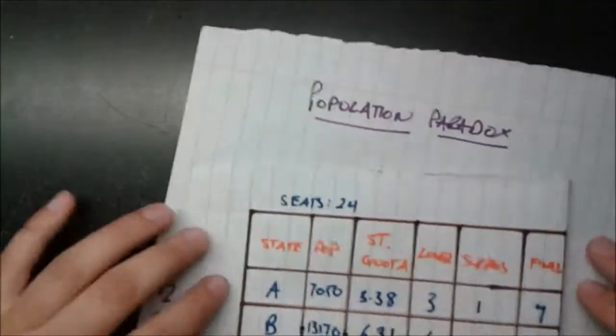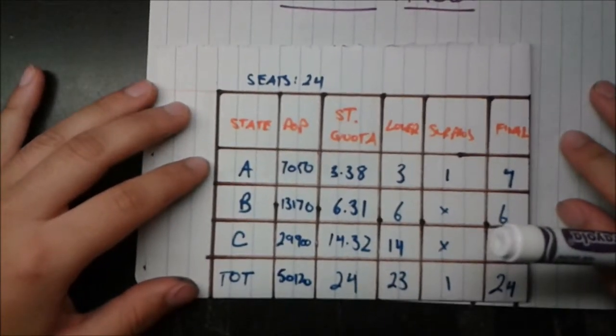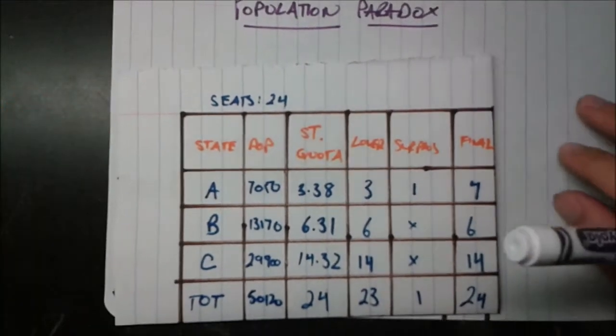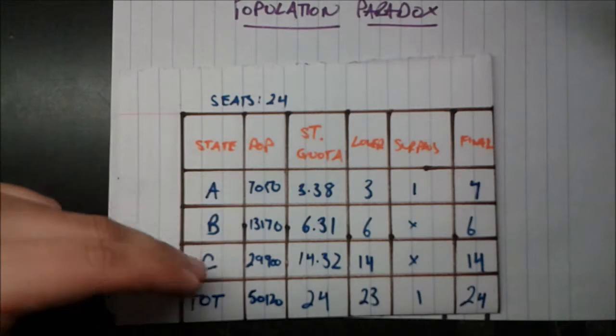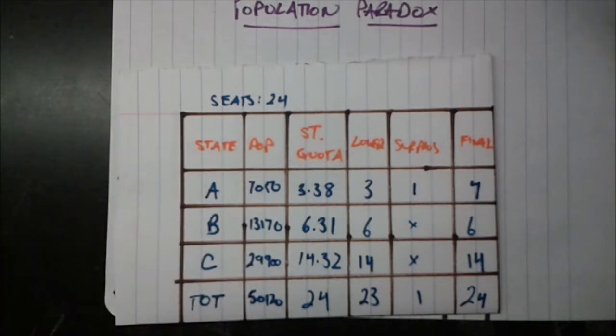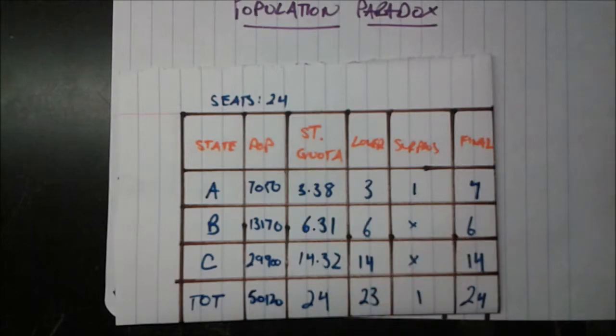The last shortcoming we'll look at with some lined paper here. So this is called the population paradox, and we'll start by looking at this table here. So this is a new allocation table, and we have 24 seats. We have 3 states, A, B, C. Here's their populations. Here's the total, and I've filled out everything. So we have the standard quotas, lower, surplus, final.